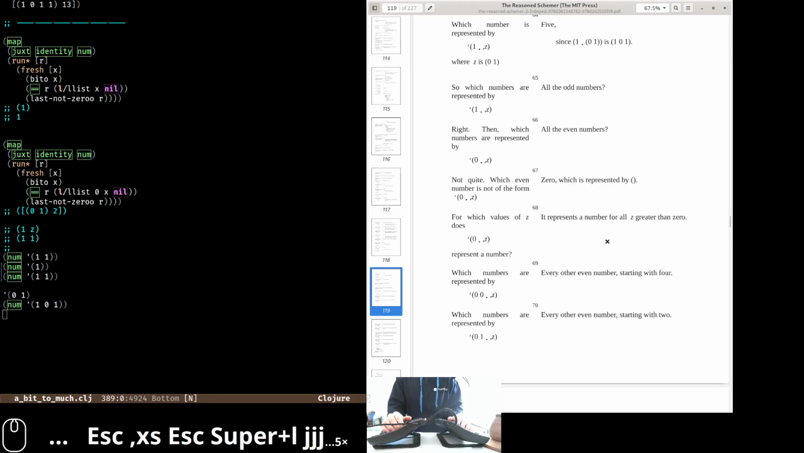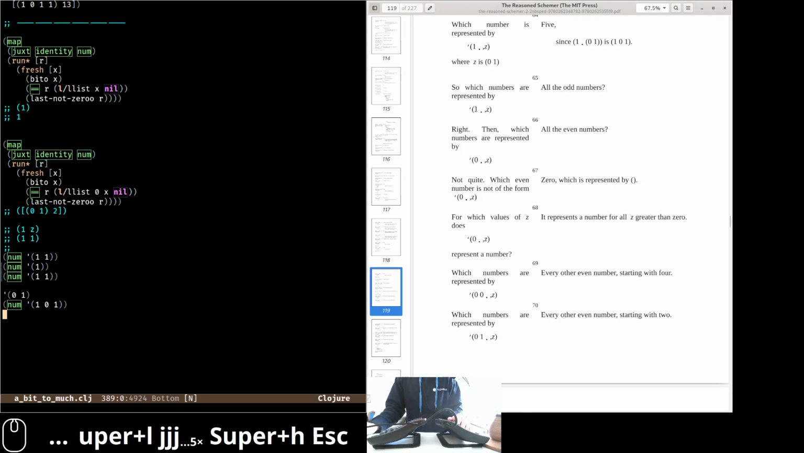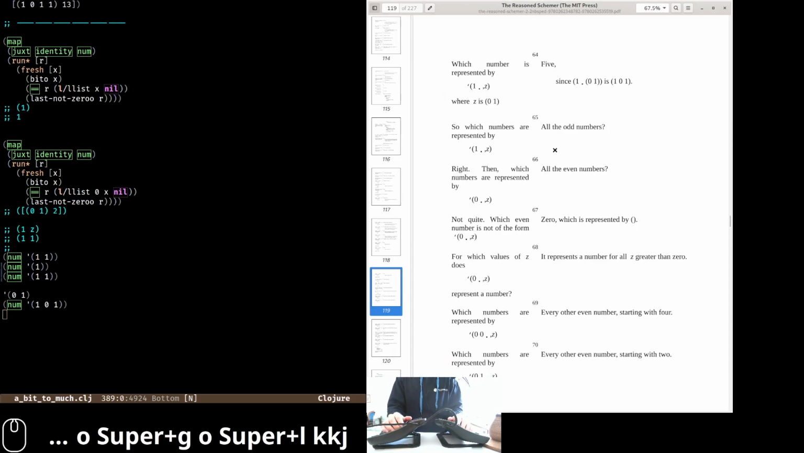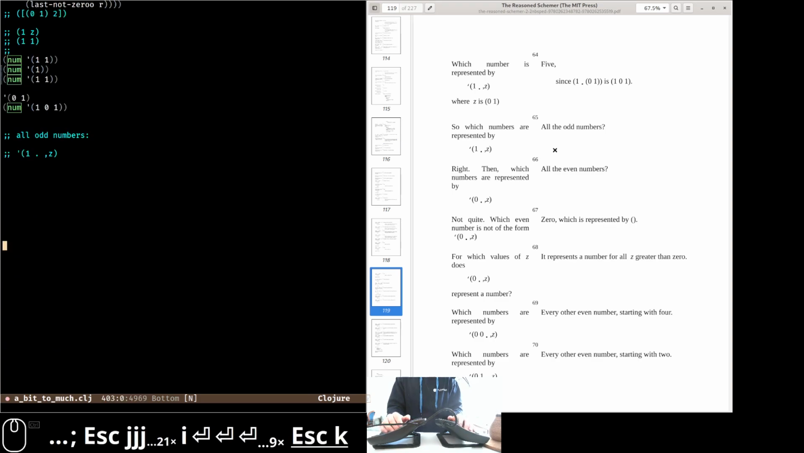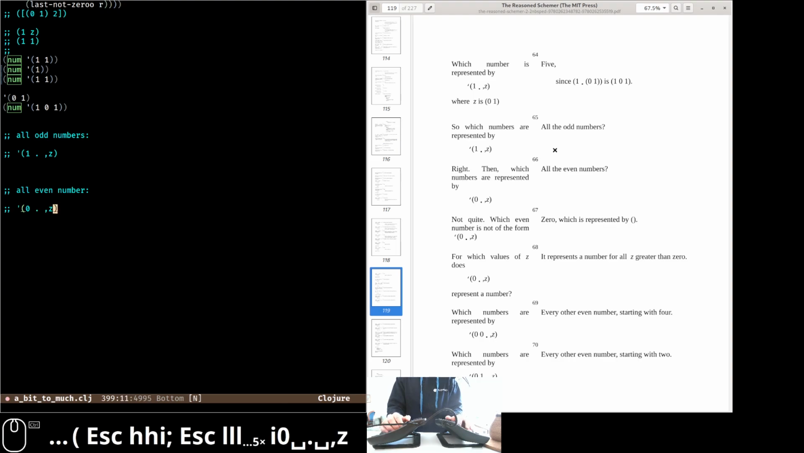Yeah. So which numbers are represented by 1 and then this? All the odd numbers. Cool. True. I guess that makes sense. These are all the odd numbers. You take a 1 and then anything. And then all even numbers. Yeah, it's all the lists that start with 0. These are all the even numbers.